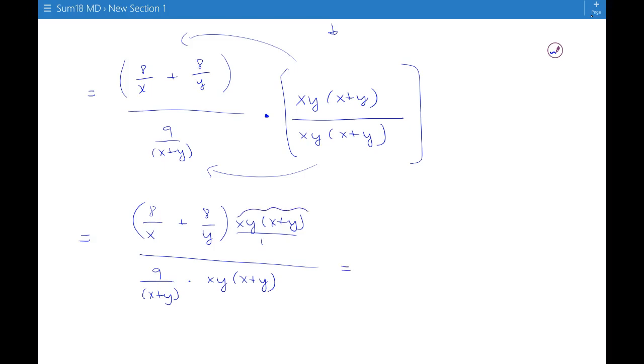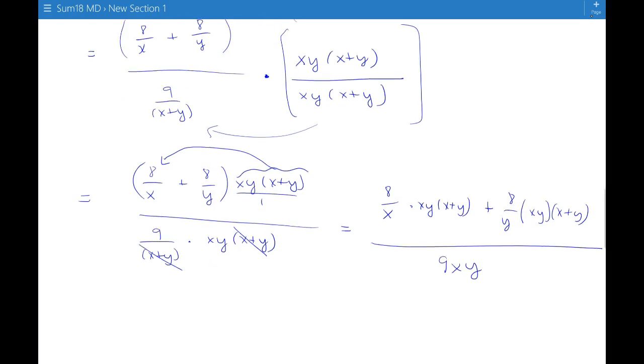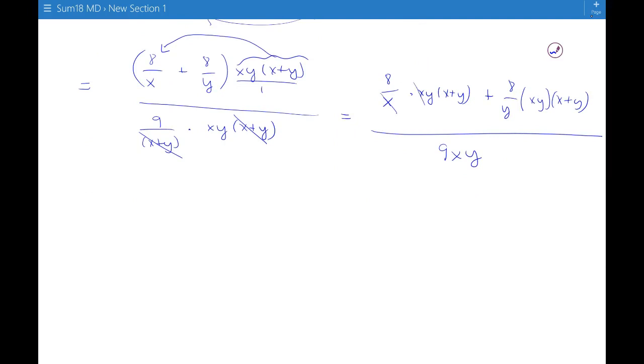Okay, so now I'm going to distribute this quantity to 8 over x and distribute it to the 8 over y. Then on the bottom, you see that the x plus y cancels, and all I have on the bottom is 9xy. Now in this first fraction, the x's cancel, and I'll have 8y times (x plus y). In this second one, the y's cancel, and I'll have 8x times (x plus y) over 9xy.